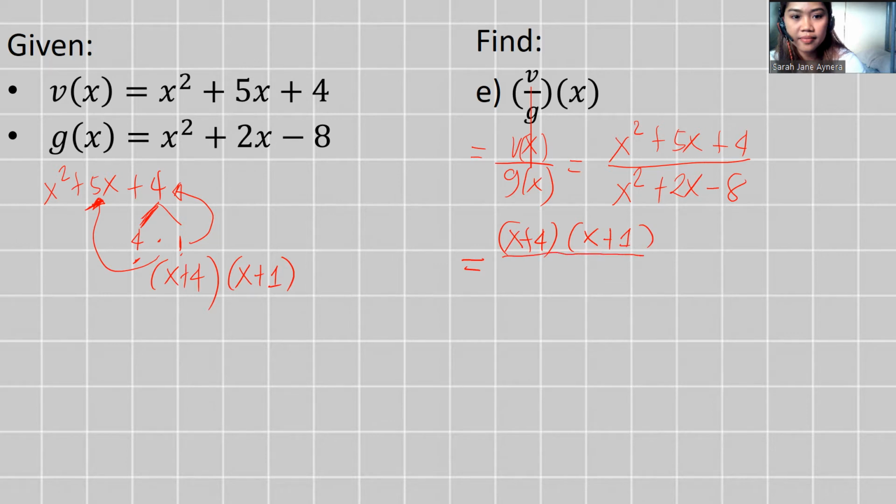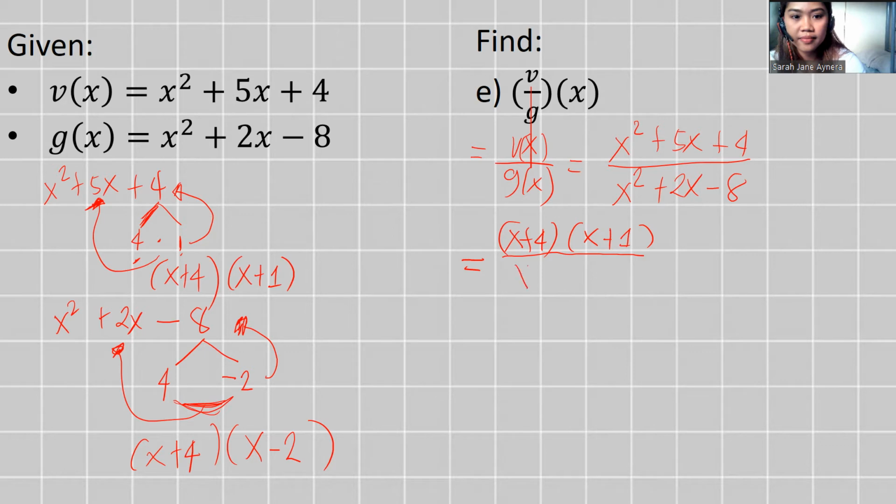Now let us factor the denominator, x squared plus 2x minus 8. You have to find the factors of negative 8 such that the sum is positive 2. And that is 4 times negative 2. When you multiply these two, that is negative 8. When you add these two, that is equal to 2. So the factors will become x plus 4 and x minus 2.